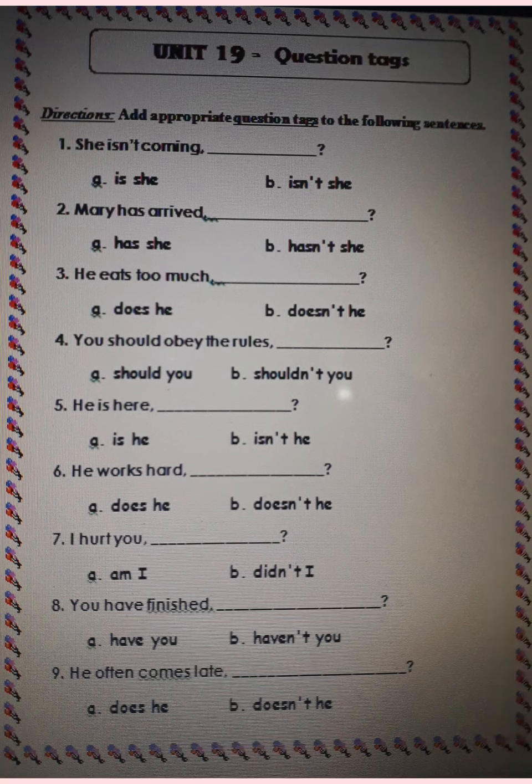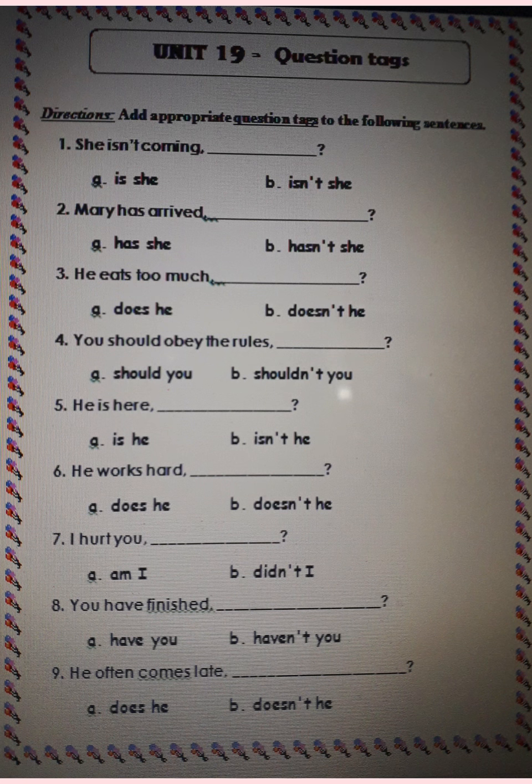I have given here 9 statements. All you have to do is to add the appropriate question tags to the following. Number 1. She isn't coming. A. Is she? B. Isn't she? So here in number 1, as you see, it is negative statement. So we're going to use a positive question tag.